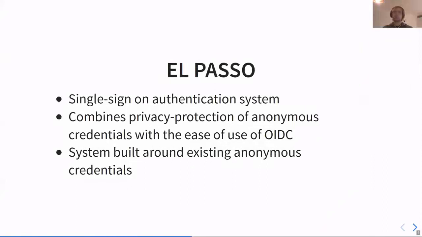So in this work, we propose PASSO, which is a single sign-on authentication system that combines the privacy protection of anonymous credentials with the ease of use of OpenID Connect. We don't propose new cryptographic primitives, but rather build a complete system around existing anonymous credentials.